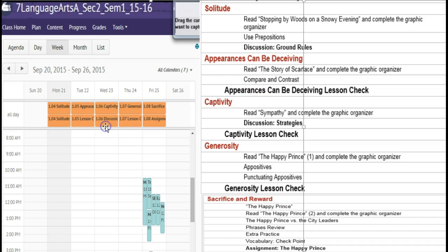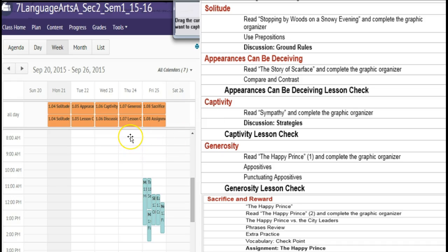Alright, so Wednesday, you'll have two parts of a lesson. It's captivity. So on Wednesday you have 1.06 captivity and 1.06 captivity discussion. In this you're going to be looking at strategies for writing. You're going to be reading a poem called Sympathy and completing a graphic organizer, and you have a lesson check. So that is Wednesday in a nutshell.